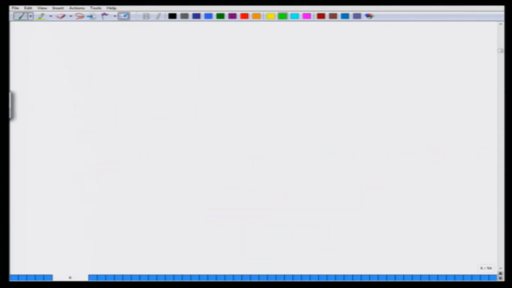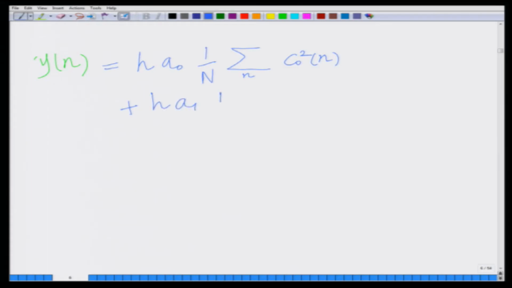Therefore, now simplifying this further, I have y of n is equal to h times A0 times 1 over N summation over n of C0 square n, plus h times A1 times 1 over N summation over n of C0 n times C1 n, plus w tilde.